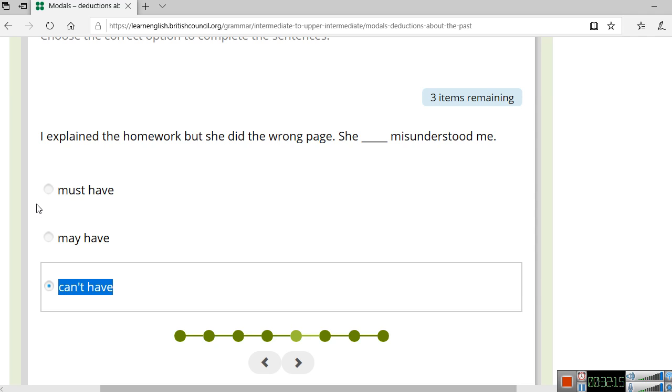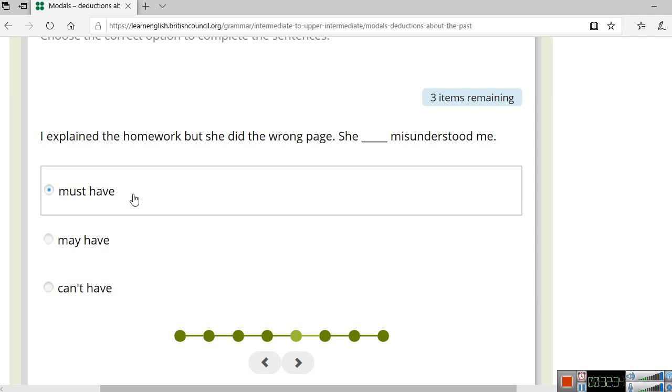Excuse me, oh my God, it's error. Yeah, this one is confusing. Teacher, that must have. Yes, must have. She must have misunderstood me. Okay, that one now makes a little more sense.